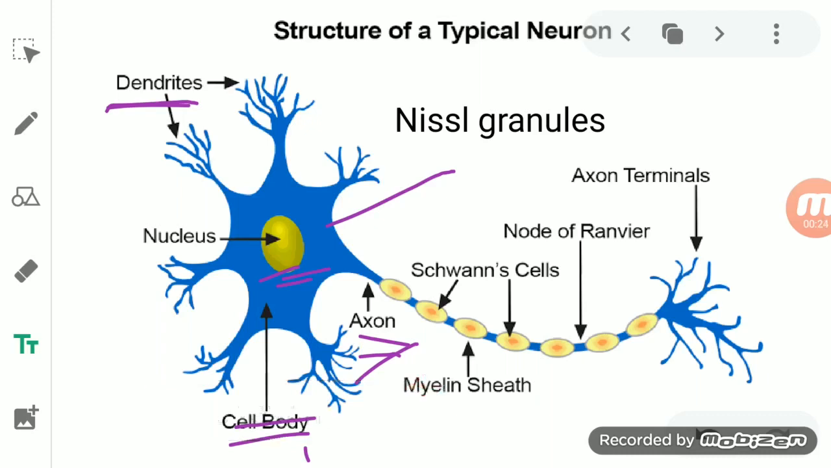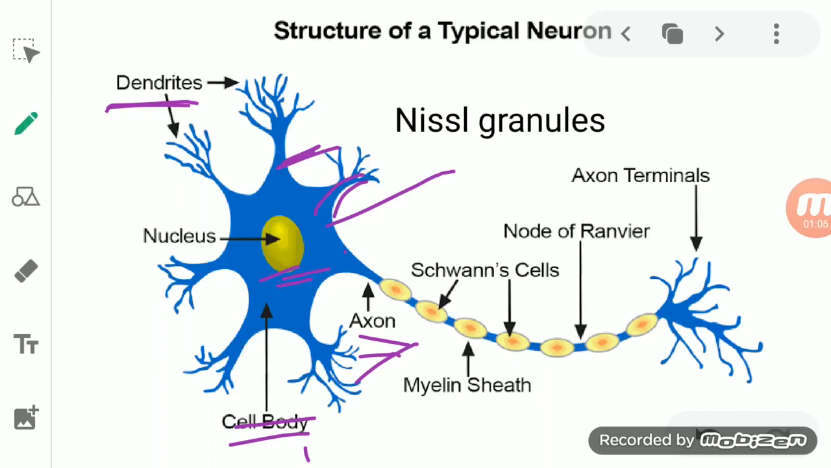Next one is the dendrites or dendrons. These dendrons are short processes which arise from the cell body, or we can say which arise from the cyton. These dendrons further branch themselves into dendrites. So dendrons are a process which arises from the cell body, and finally it branches into dendrites. What is the basic function of a dendrite, students?